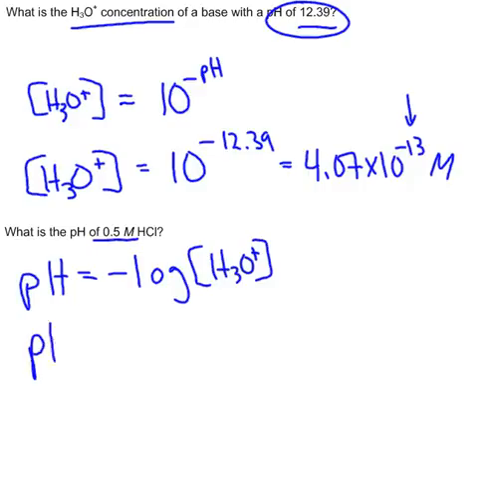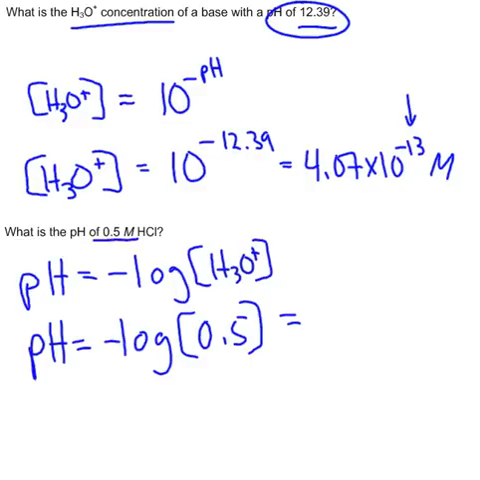So when we put these in, minus log of 0.5. Note that if we write this in scientific notation, it would be 5 times 10 to the minus 1. So we expect a pretty low value here for our pH. And what we get is 0.301. And pH has no unit. So that's a pretty acidic solution here, very close to 0 on the pH scale, which is pretty low.